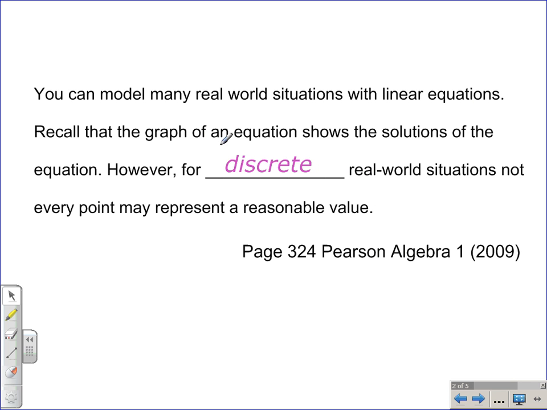A lot of the times that means for discrete that we're not going to be allowed to have parts of the whole, such as if you're buying something. You can't buy 1.5 bottles of pop. Either you have to buy 1 bottle of pop or 2. You don't buy 1.5. So in that case, the data would be graphed as individual points, not a continuous line.